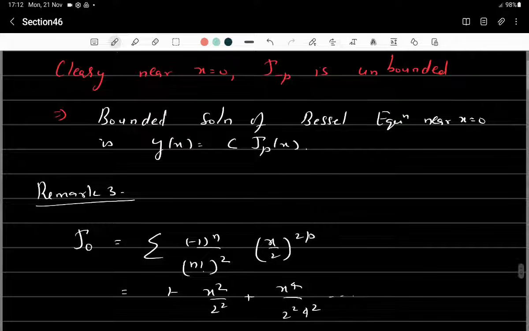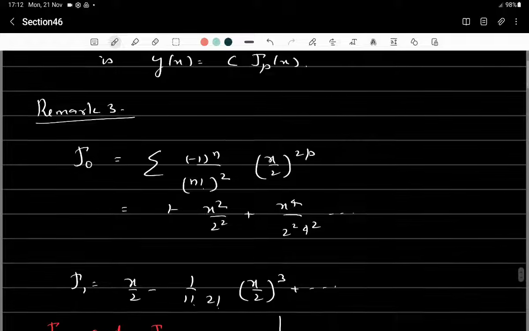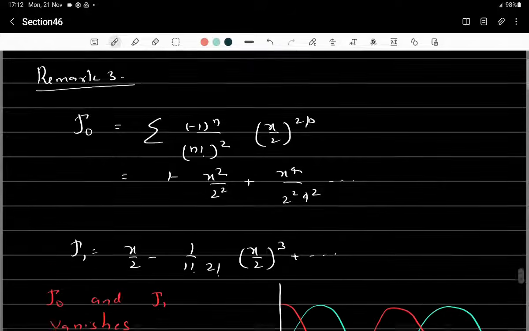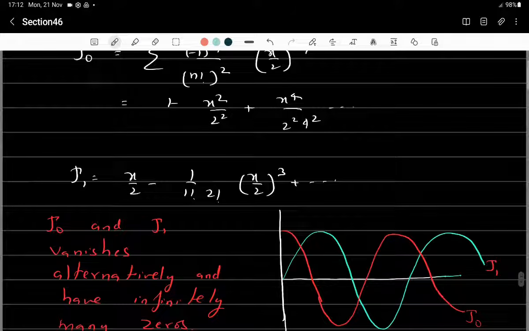The third remark says that if I compute J0 and J1 and plot them using MATLAB, for example, then this is how the graph looks, which means J0 and J1 vanish alternately and they have infinitely many zeros. Yes, we are not proving it, we are just observing it from the plots.